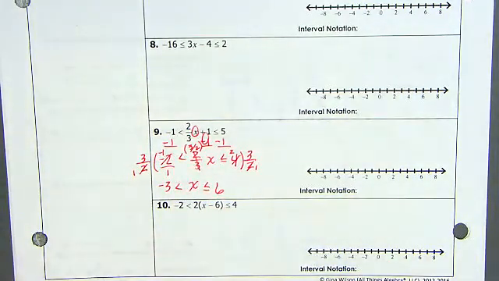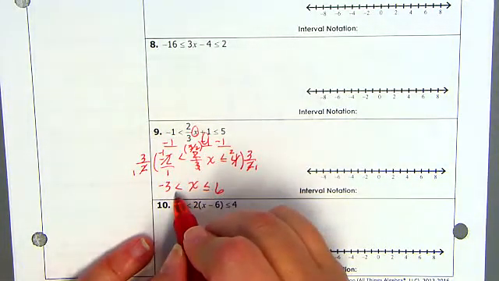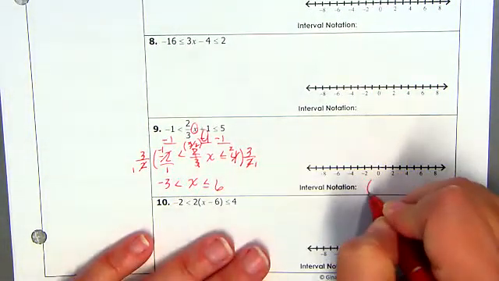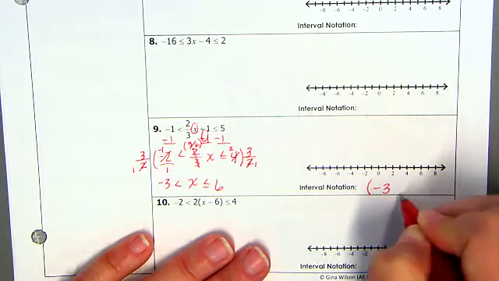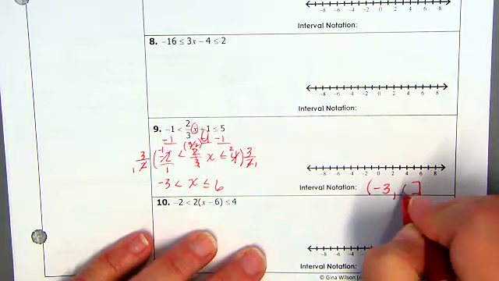So now what I can do at this point is I can go straight to my interval notation. It doesn't have the equal to bar, so I know it's a parenthesis, -3, comma. It's got the equal to bar, so I know I'm going to have a bracket, 6.